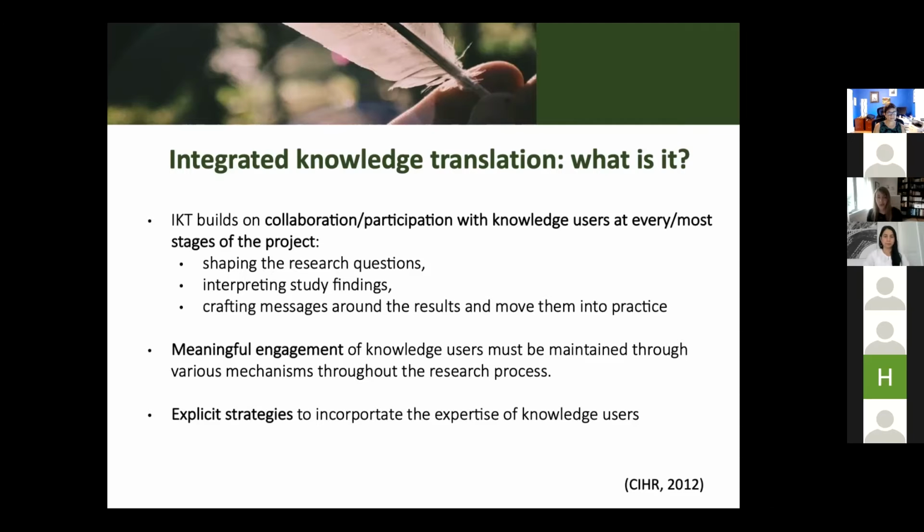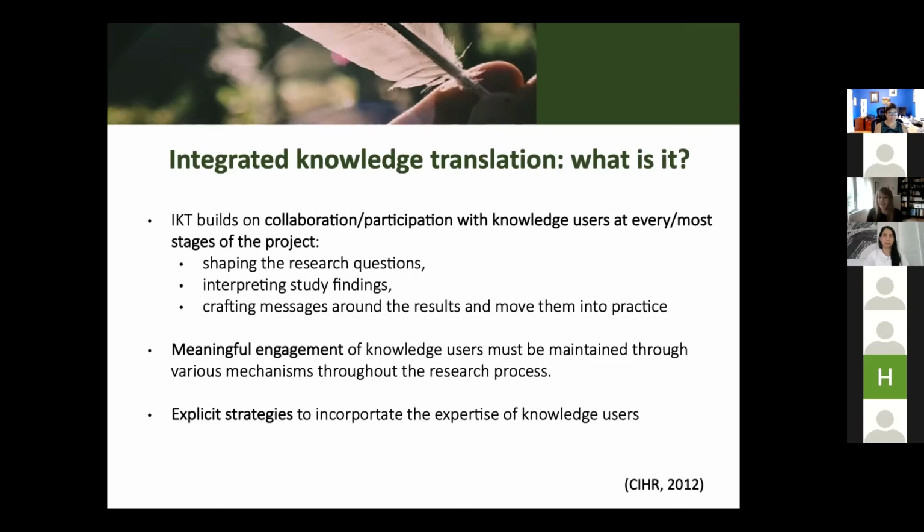And so, as you may guess, it involves really meaningful engagement of knowledge users, and this engagement should be maintained through different mechanisms throughout the research process. And also it requires explicit strategies to incorporate the expertise of knowledge users throughout the research process.